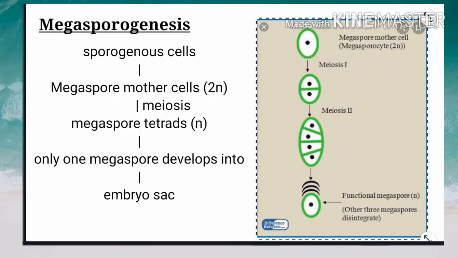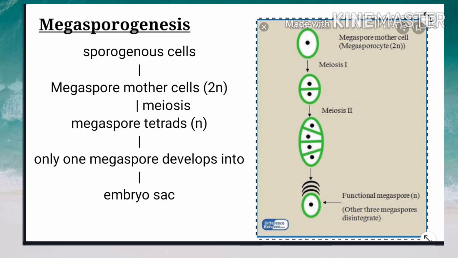Now let us discuss the process of megasporogenesis and the development of the female gametophyte. The process of forming megaspores is known as megasporogenesis. This process occurs inside the nucellus of a developing ovule. A single-celled archesporium differentiates in the nucellus near the micropylar end. The archesporial cells divide into an outer parietal cell and an inner sporogenous cell.